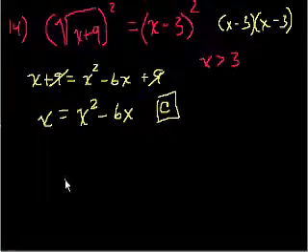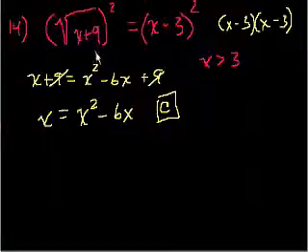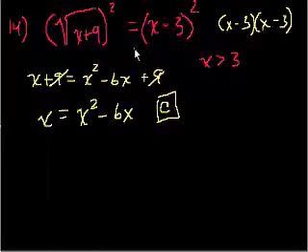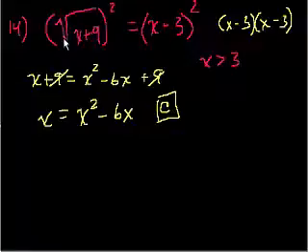And we are done. And the reason why they said x is greater than 3 is because they didn't want you to take the negative square root, right? They wanted you to make sure that this is the positive square root. Next problem. Problem 15.